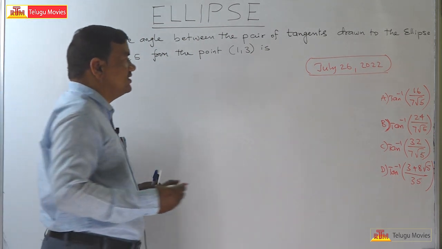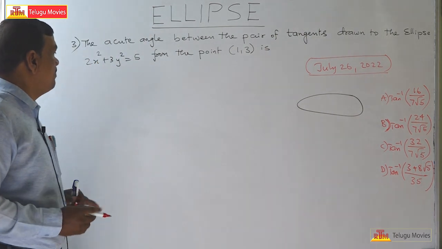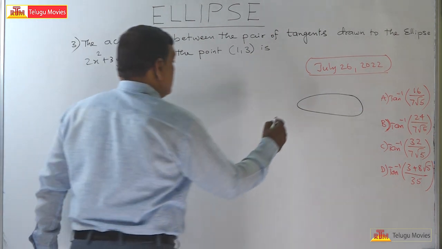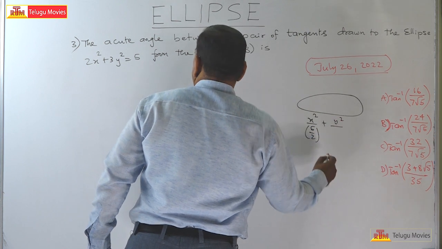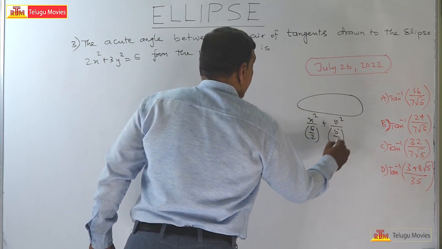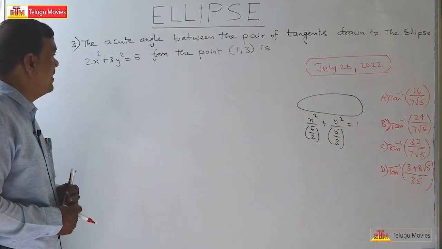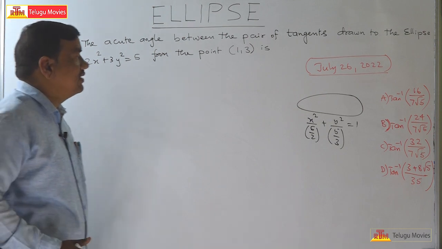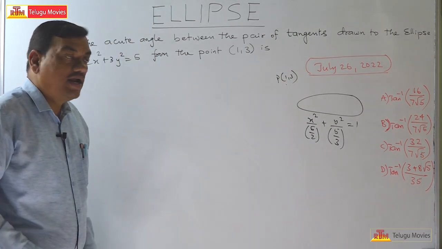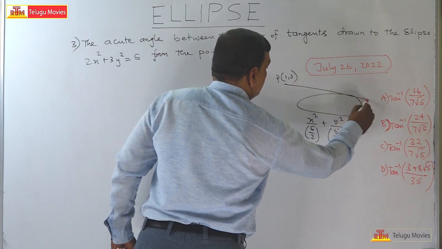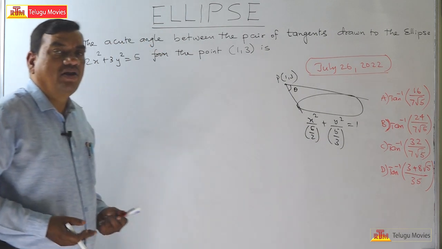There is an ellipse whose equation is 2x² + 3y² = 5. That means x²/(5/2) + y²/(5/3) = 1. This is an ellipse. From an external point P(1, 3), a pair of tangents is drawn. So this is one tangent, and this is another tangent. We are asked to find the angle between the pair of tangents.